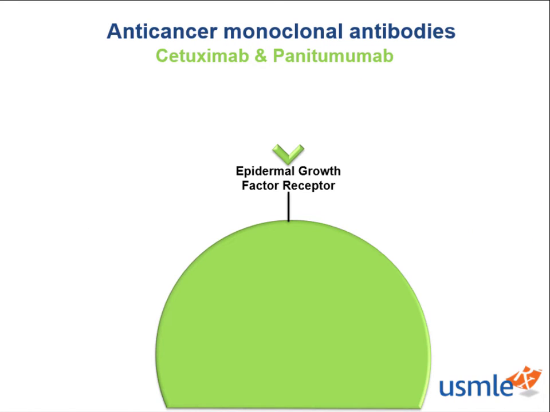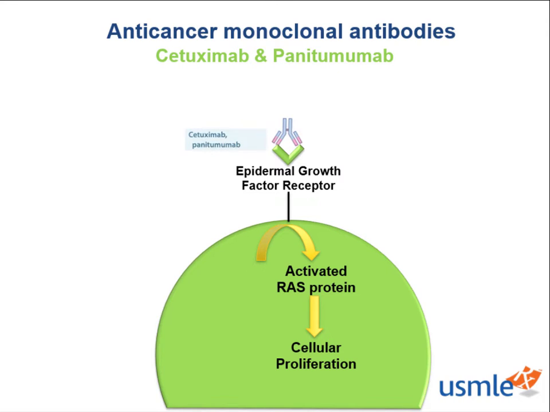Now, let's discuss cetuximab and panitumumab, which are antibodies that seek out and bind the epidermal growth factor receptor, EGFR. Test makers use these drugs to test your knowledge of EGFR signaling. Let me explain. So normally, the cell surface EGFR is bound by a growth factor, which leads to the activation of the RAS protein, and ultimately, cellular proliferation. Cetuximab and panitumumab can block the growth factor from binding to the EGFR receptor.